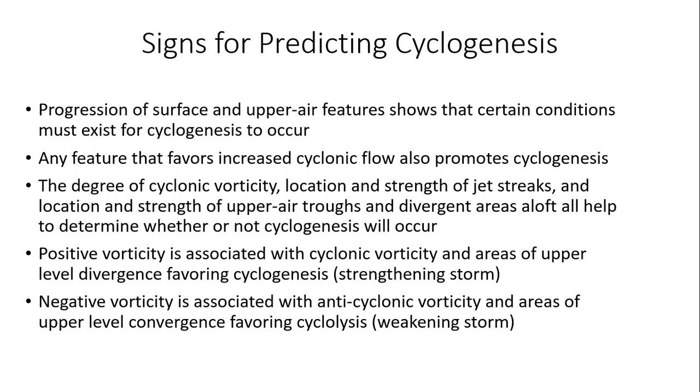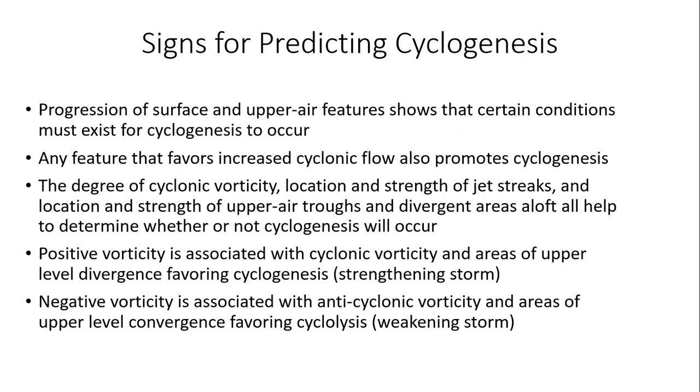Positive vorticity is associated with increased cyclonic vorticity, or turning of those winds, and areas of upper level divergence favoring that cyclogenesis, development of a cyclone or strengthening of that cyclone. Negative vorticity, on the other hand, is associated with anticyclonic vorticity and areas of upper level convergence. That's going to favor cyclolysis. That's a weakening of the storm.